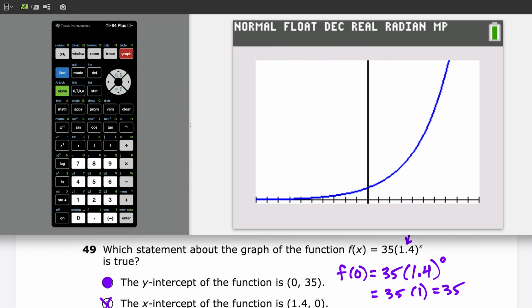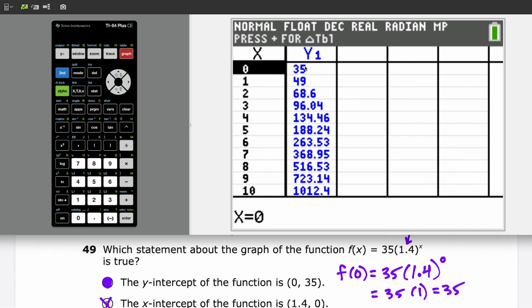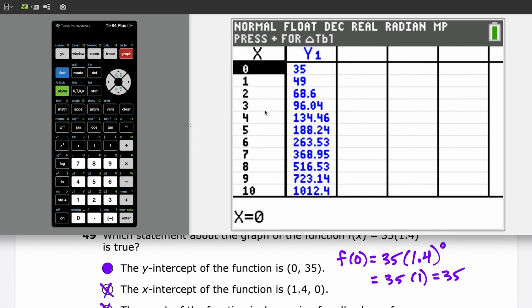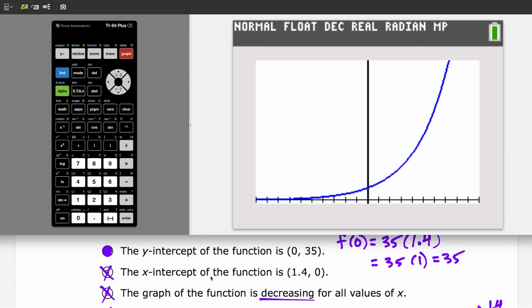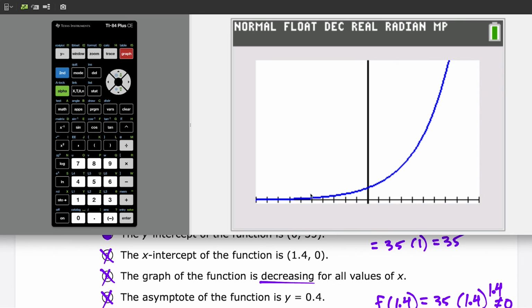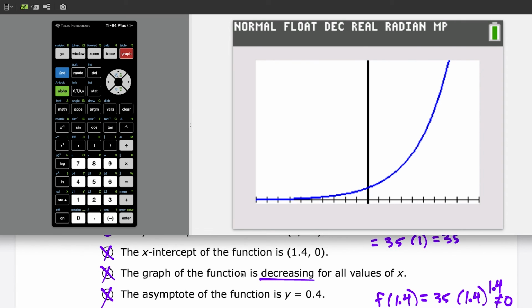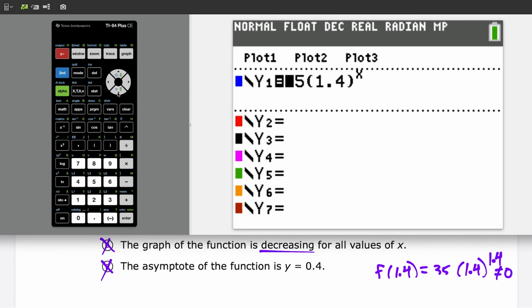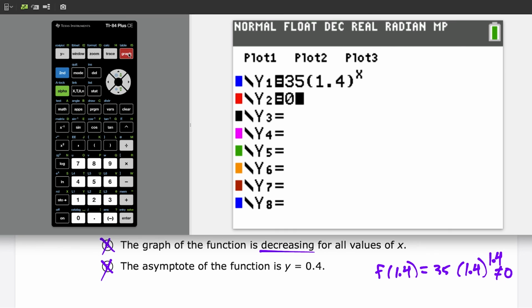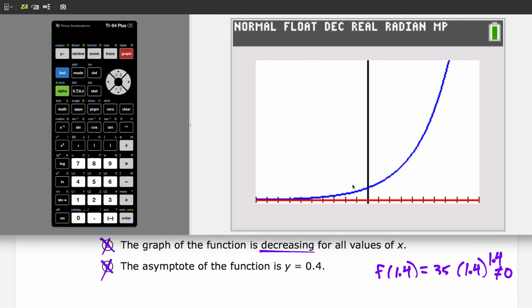Now if we go through everything, you could see when x is equal to 0, y is equal to 35. So choice A is definitely correct. Between 1 and 2 is where 1.4 would be, and in that neighborhood, at around 1.4, we're not hitting the x-axis. So that's why B is no good. The graph of this function is clearly increasing all the time, not decreasing. And the asymptote of the function is not y equals 0.4. I said before that it's happening at the x-axis, y equals 0. And if I write in y equals 0, you could see that this graph is approaching that red line, but it's never going to touch it. So choice A is definitely our answer.